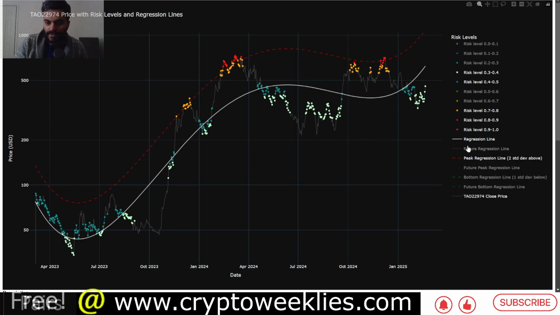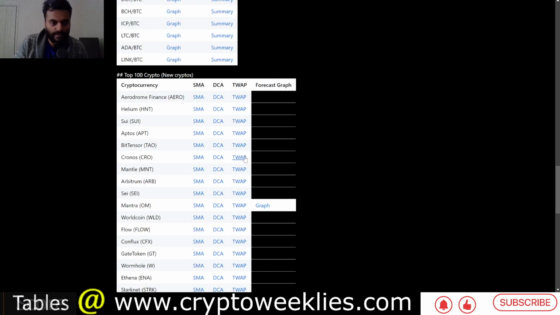And the opposite is that in case of a bottom pattern in the bear market, we do a bottom analysis, using a 1 standard deviation residual to the downside instead of a 2 standard deviation one. When the price is close to this dotted green line in the bear market, that's the best time to DCA in the market. Again, not financial advice.